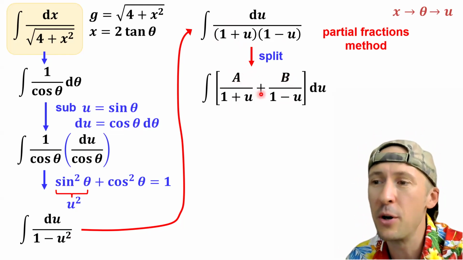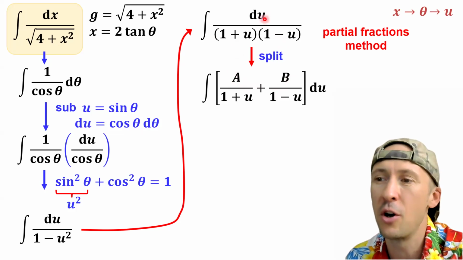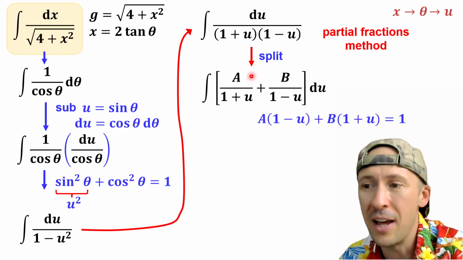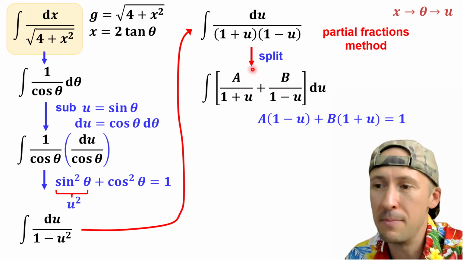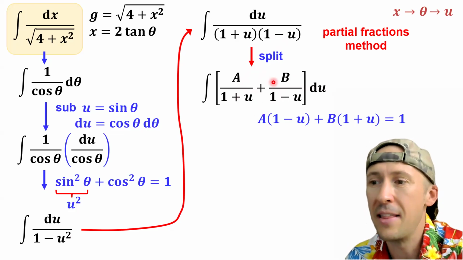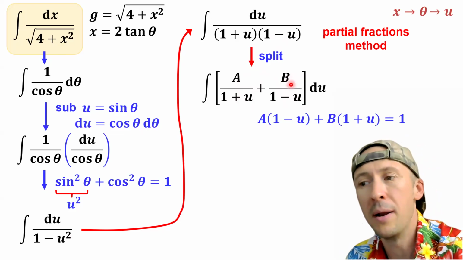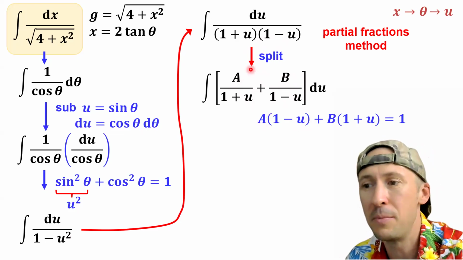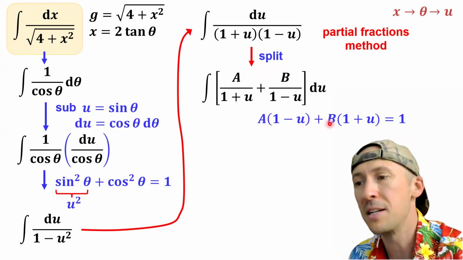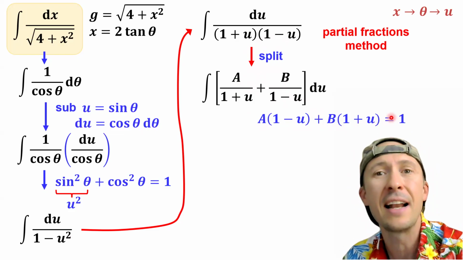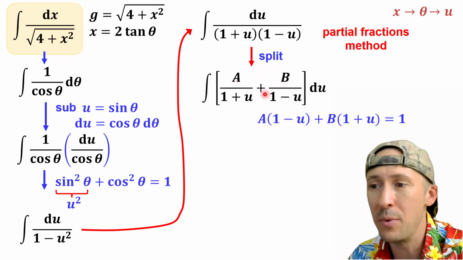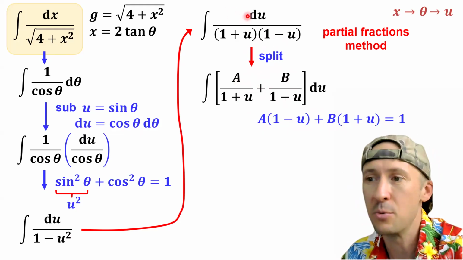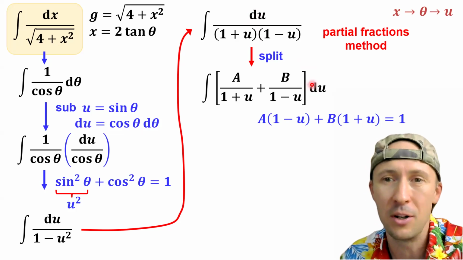But imagine we go the other way. Imagine we have these two fractions, and we want to make one big happy fraction, and we'll need to find a common denominator. So we'll multiply the first fraction by 1 minus u, and then we'll multiply the right fraction by 1 plus u to get a common denominator. So then the numerator becomes A times 1 minus u, because we're multiplying top and bottom by 1 minus u, plus B times 1 plus u. And all of that has to equal 1, because the numerator is 1, just with this du here, but this du is kind of coming along for the ride anyways.